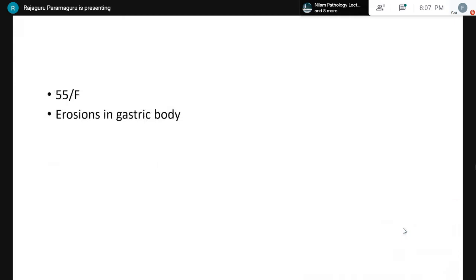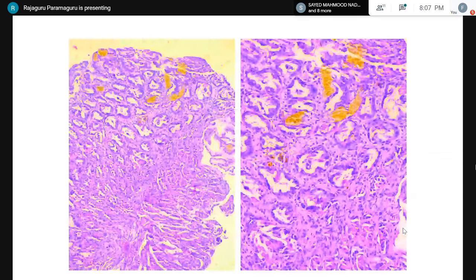I'll show you a case, a 55-year-old female. She presents with erosions in the gastric body. This should be simple. Does anyone have a diagnosis for this case? The image is maybe not that good, but I think it would not be a problem to make a diagnosis. The foveolar epithelium looks attenuated with loss of mucinous epithelium, and there's not much inflammation. Anyone with a diagnosis?